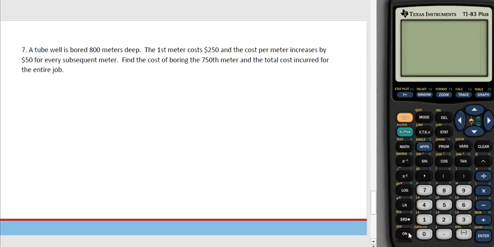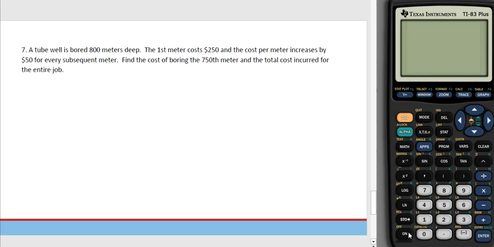For problem 7, an 800 meter deep well is being bored, and it says that the first meter costs $250, and then they're going to increase the cost per meter by $50 for each subsequent meter, right? So the second meter is going to cost you an additional $300, and the third meter is going to cost you an additional $350. So it asks you to find the cost of the 750th meter.